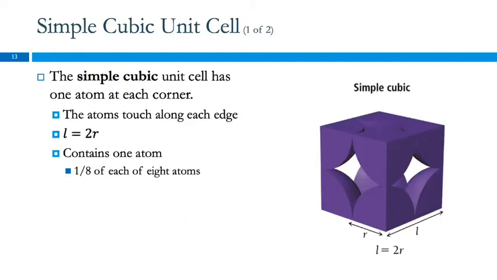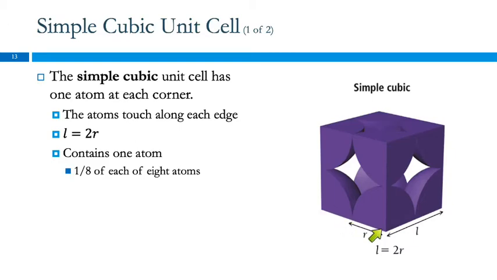So let's look at a simple cubic unit cell. Here we have one atom at each corner. And so here the unit cell just starts at the center of each of these atoms. And so within this one cell, you've got an eighth of this atom, and an eighth of that atom, and an eighth of this atom. And so total in this one cell, you have one atom. You have 1/8 of 8 different atoms.